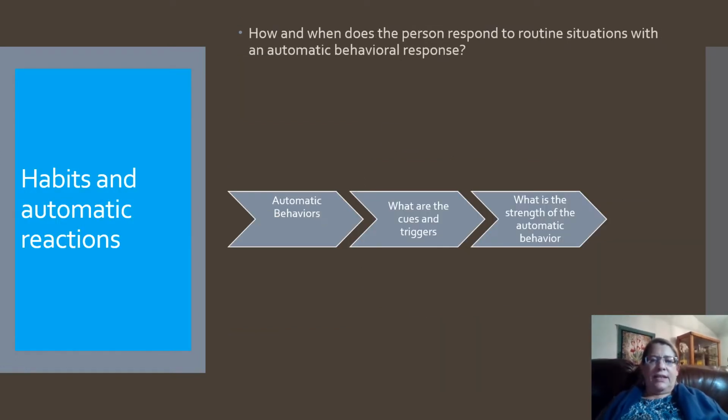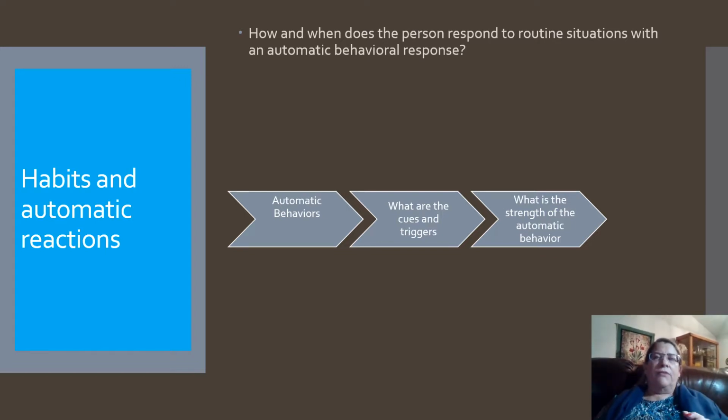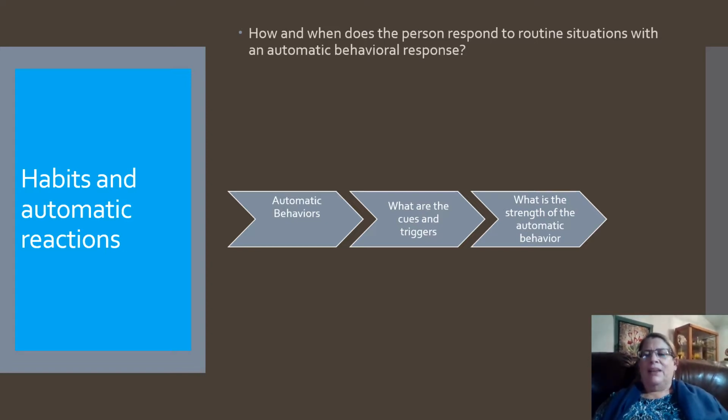The next area is habits and automatic reactions. If you go back to the very beginning PowerPoint we ever did, we talked about phobias, and we talked about automatic reactions to fear and fight-or-flight type of behaviors. That's what this is related to. So these are behaviors that have been reinforced over time, and this is like that ABC contingency issue. And so we're talking about what the cues and the triggers are, and how strong this automatic behavior is.